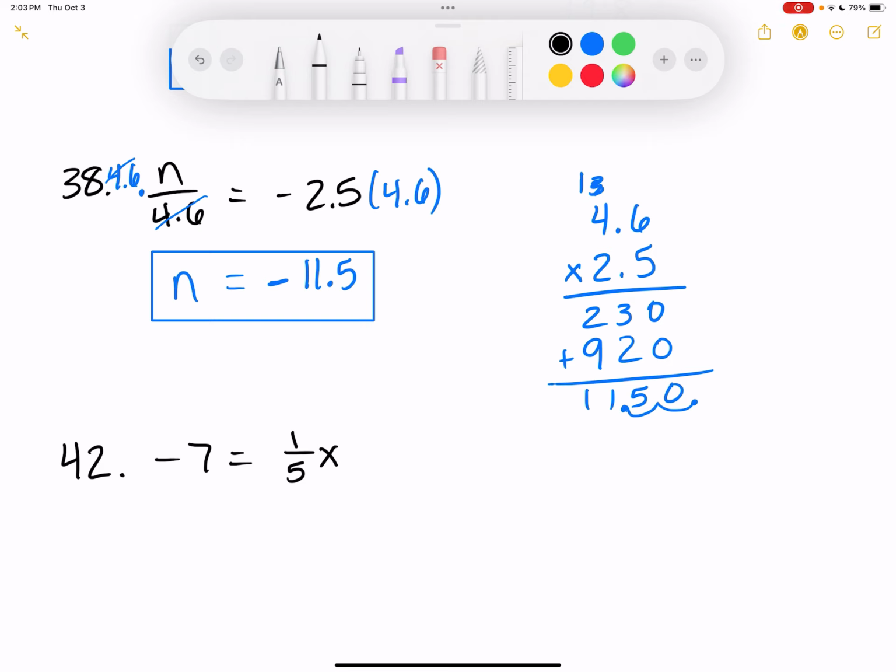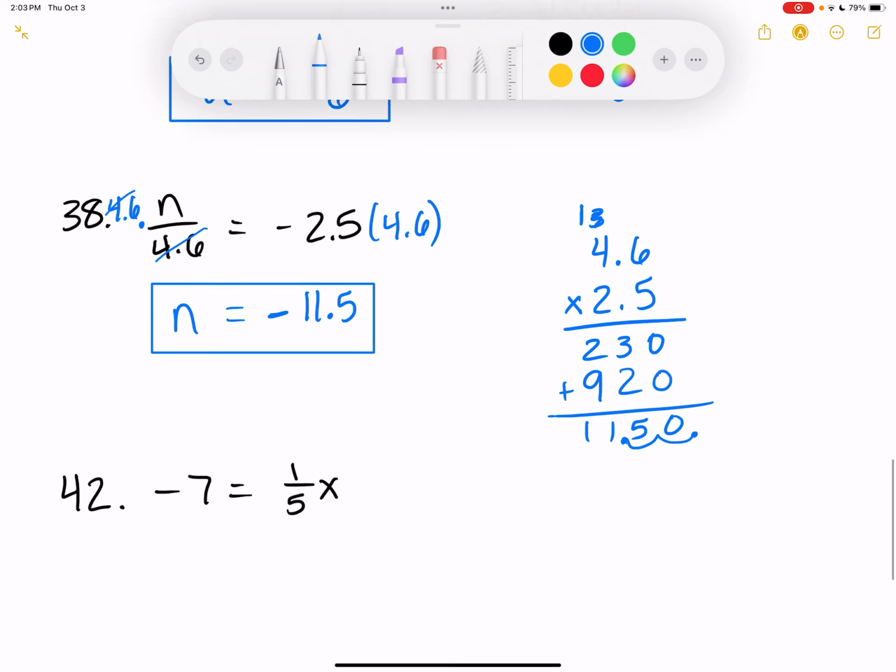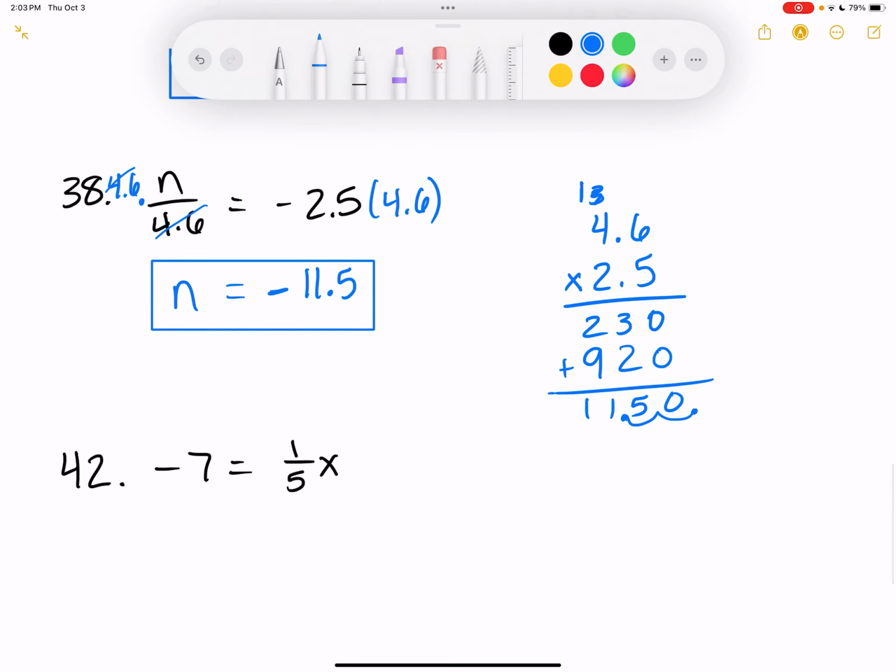What do you notice is different about this problem from 38? It's not decimal. Okay, it's not a decimal, but what else do we notice? Fractions being multiplied times the variable, instead of the variable being divided. Yeah. So multiplying something by 1 over something is the same as dividing, right? So this is an equivalent equation to negative 7 is equal to x over 5.